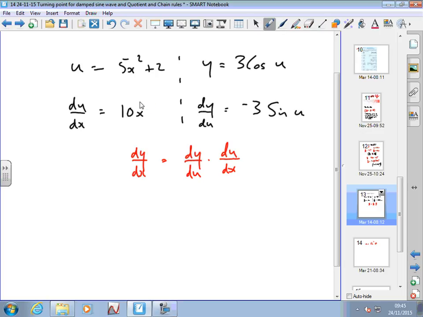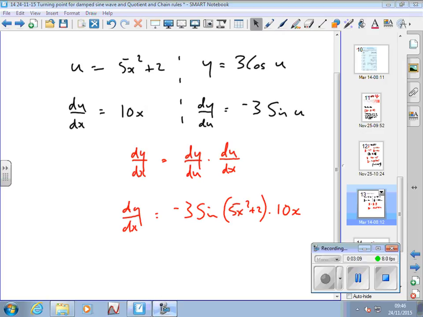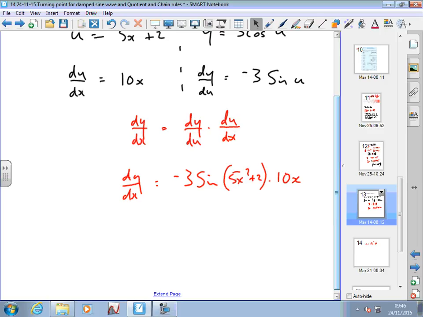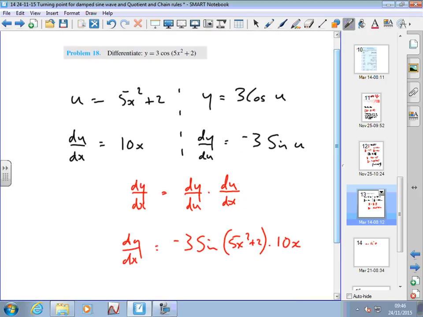So, the differential of y with respect to x is the differential of y with respect to u, minus 3 sine u. Well, what is u? 5x squared plus 2. Multiplied by the differential of u, which is 10x. So can you see, using that wording, differentiate, ignoring the inner function? Where's our original function? There it is. Differentiate, ignoring the inner function. So what's the differential of 3 cos, that's minus 3 sin. That's that bit. And then multiply it by the differential of what's inside the bracket, which is 10x.